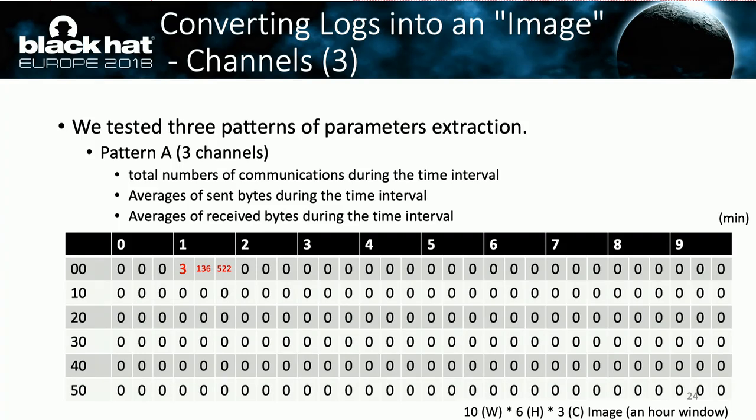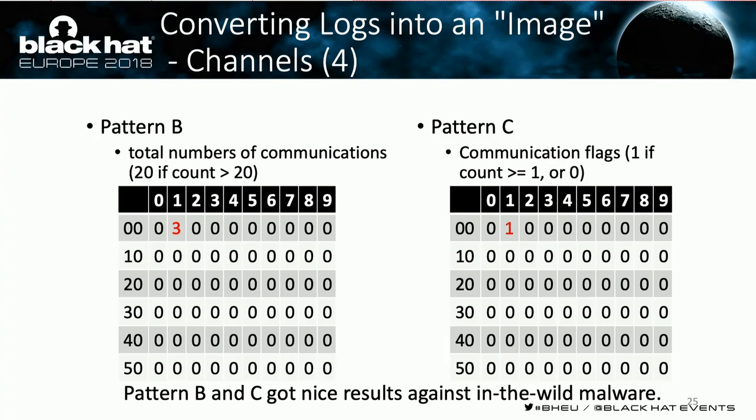At this time, we tested 3 patterns of parameter extraction. The first pattern has 3 channels like this. The channels consist of the total number of communications during the time interval, averages of sent bytes, and averages of received bytes. The second pattern on the left figure has a channel which expresses the total number of communications during the time interval. And the third pattern on the right figure also has a channel, but it means communication flags instead of total numbers. And these two patterns got nice results against in-the-wild malware. So we used these patterns to create our models.